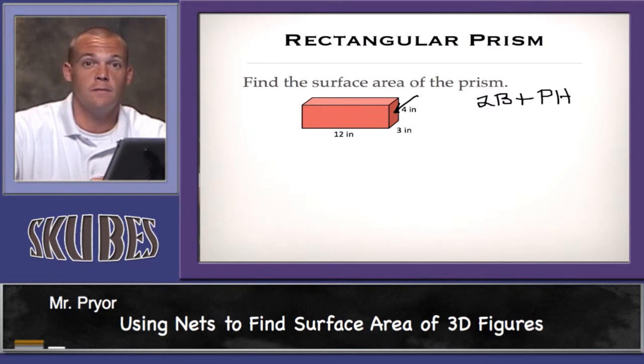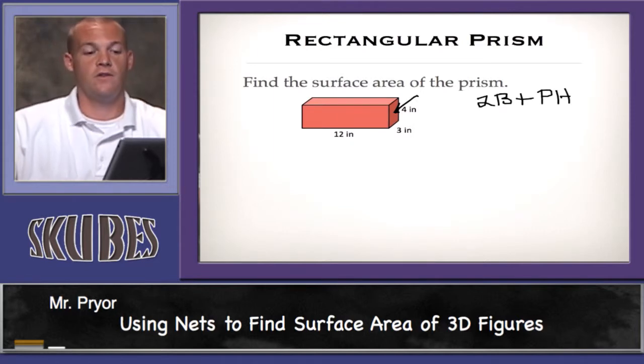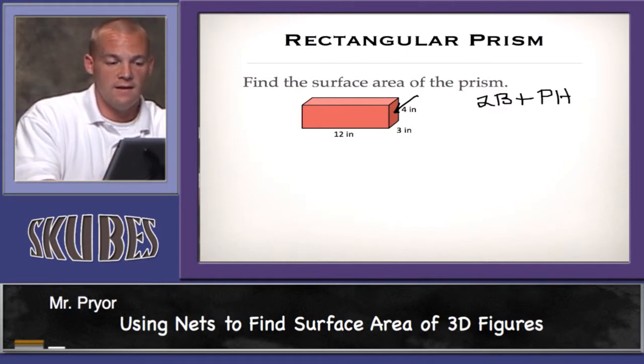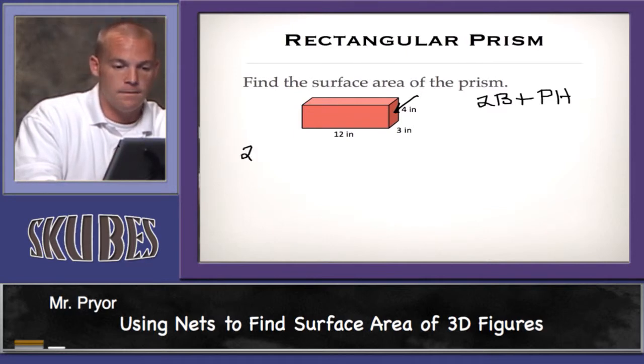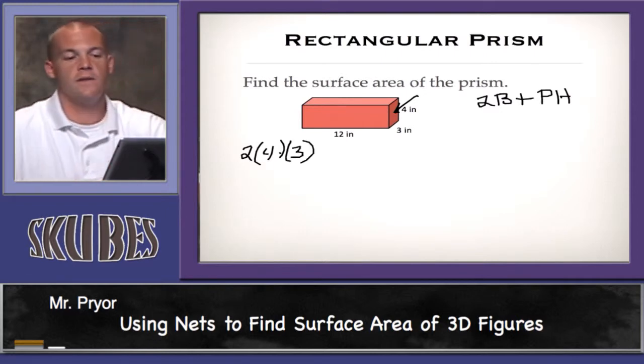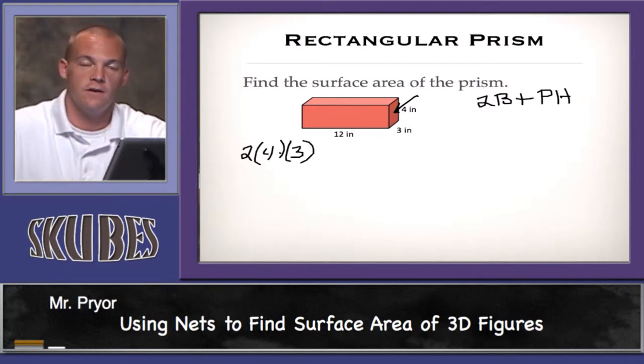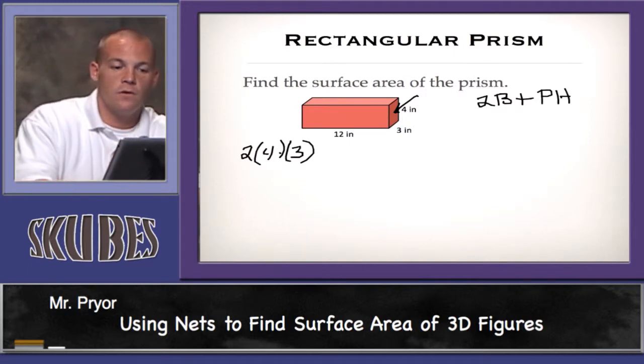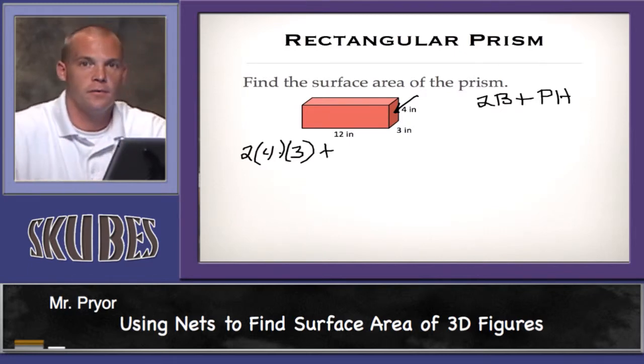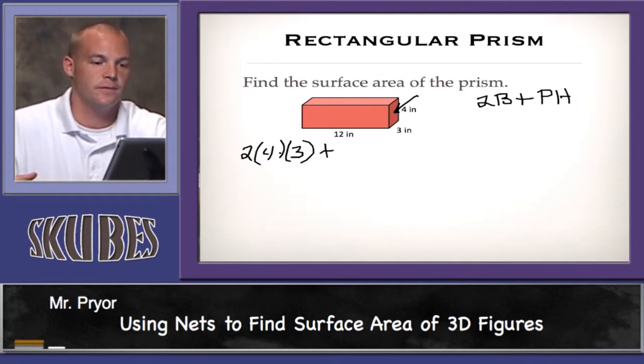So we know because our base is a rectangle, we'll have to use the rectangular base formula there to find the area of that particular part of the prism. So to start off, we're going to say that it's going to be 2 times the length and the width of our base, which is going to be 4 times 3. Again, we know it's length and width because it's a rectangle, and that's the area formula for a rectangle. Then we're going to add, the P represents the perimeter. We're going to add the perimeter times the height of the entire prism.